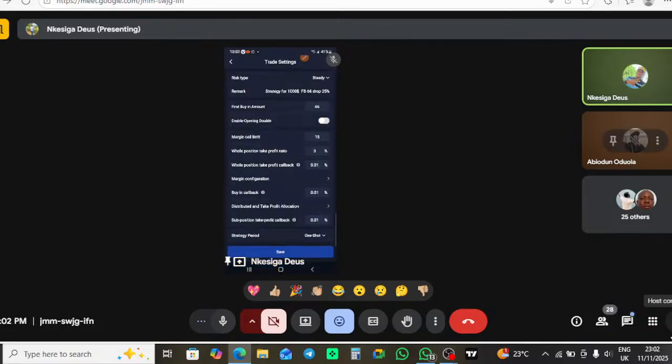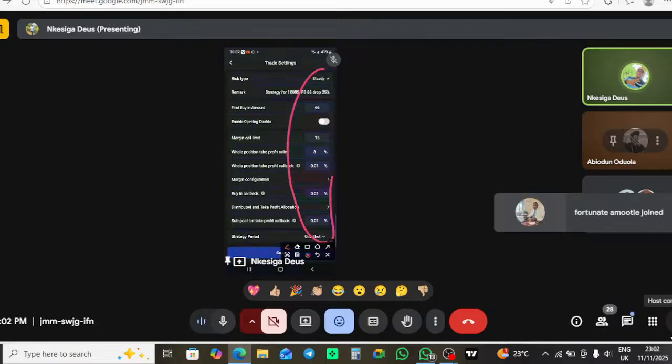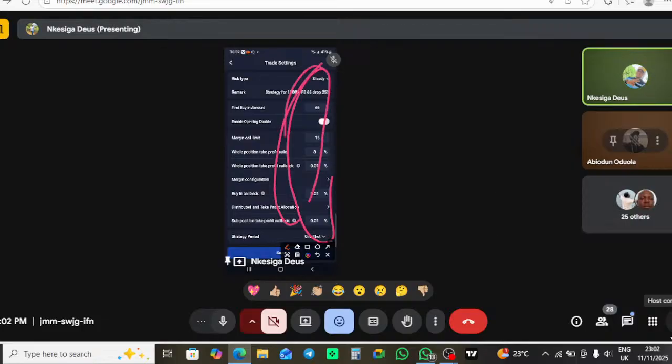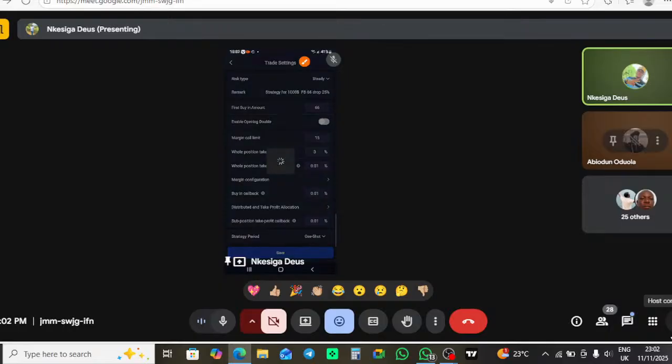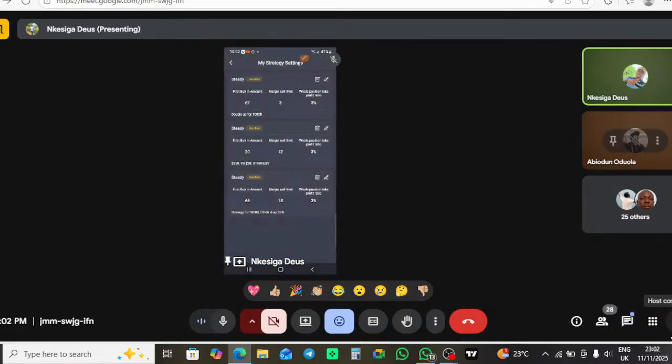Okay, we save, and now we are done. This is our strategy. In case I get a coin with a 25% drop, with 20% drop, with 15%, I will use this strategy. If I get another one where the drop is below 10%, then I will use the double up strategy. Are you getting my point? Now from there, we save, and we will have our strategies set here.